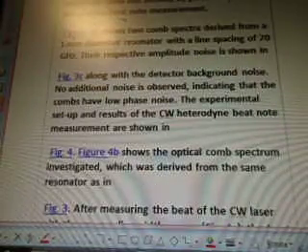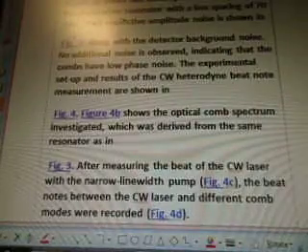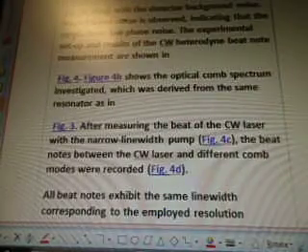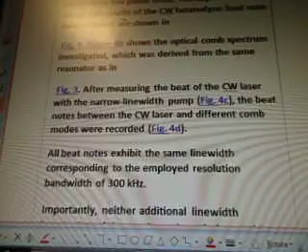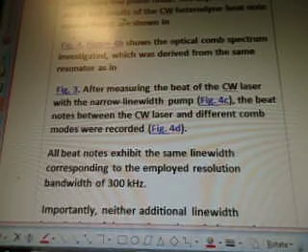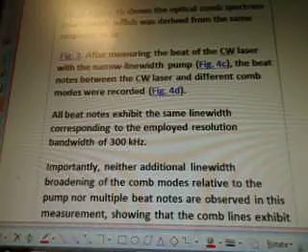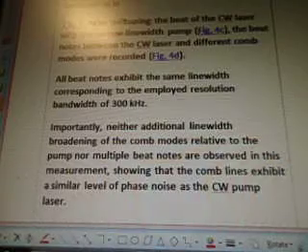The experimental setup and results of the CW heterodyne beat note measurement are shown in Figure 4. It shows the optical comb spectrum investigated, which was derived from the same resonator as in Figure 3. After measuring the beat of the CW laser with the narrow line width pump, Figure 4c, the beat notes between the CW laser and the different comb modes were recorded in Figure 4d. All beat notes exhibit the same line width corresponding to the employed resolution bandwidth of 300 kilohertz.